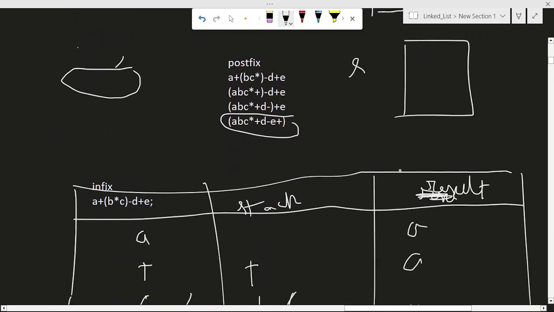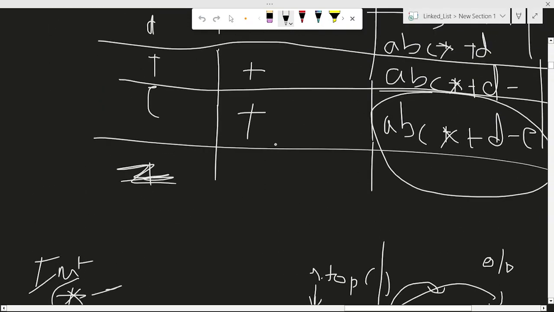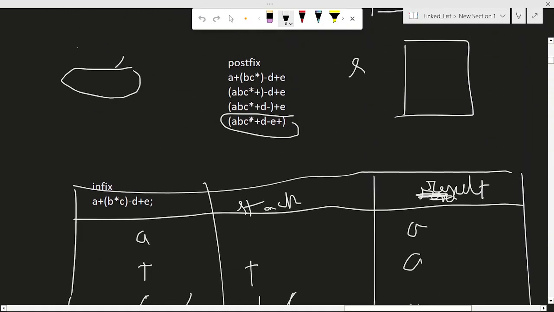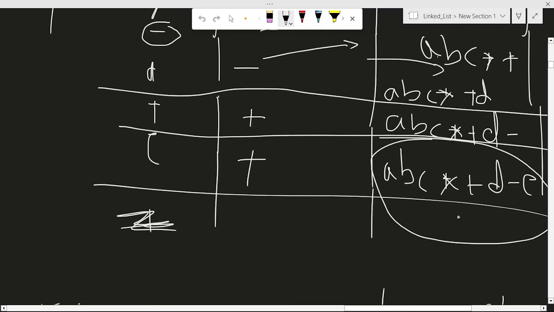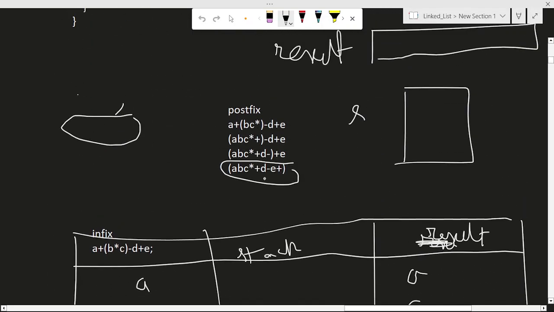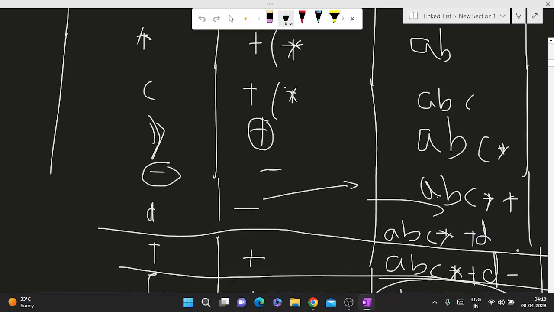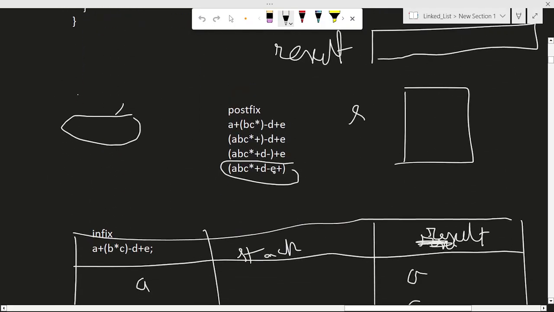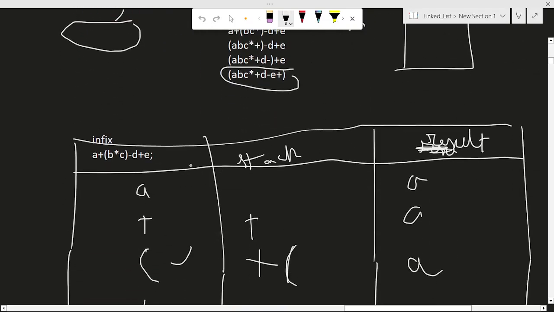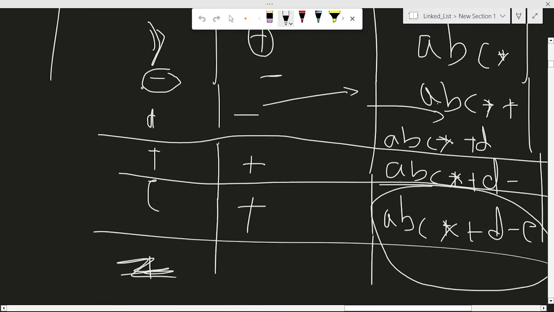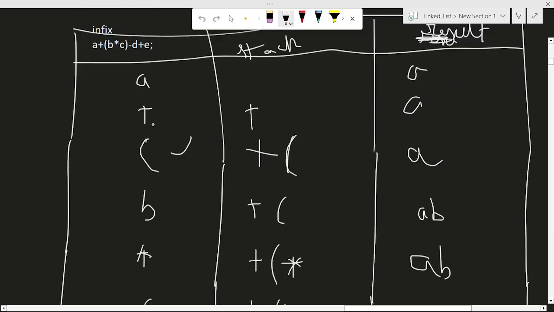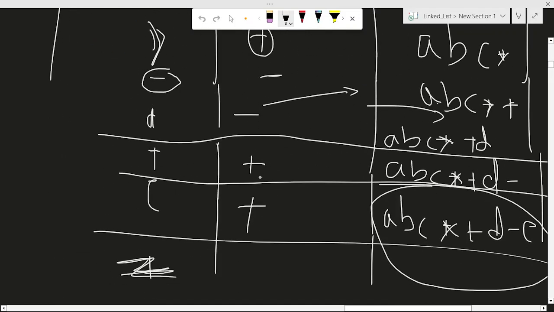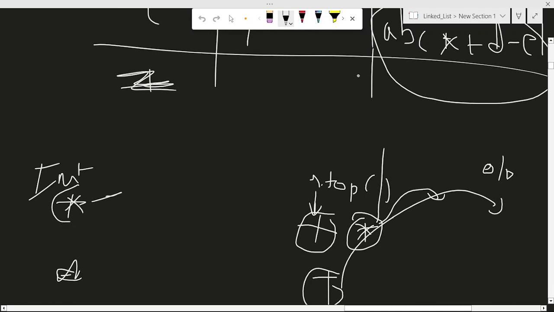So what was the postfix expression that we got? That is A B C star plus D minus E. Again, why are you getting plus here? Let us see. We have missed something, I think. So here D E. Okay, this last step I forgot to tell you.